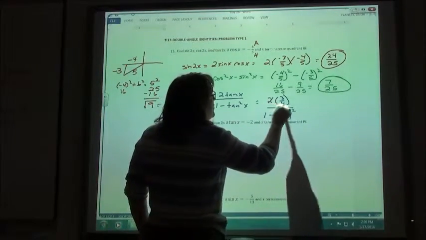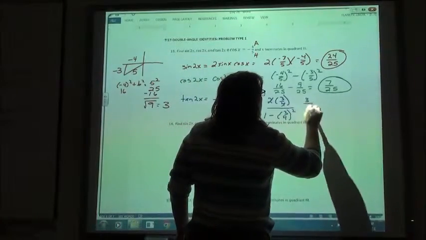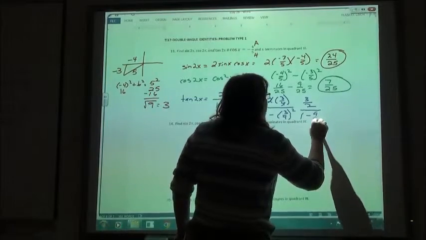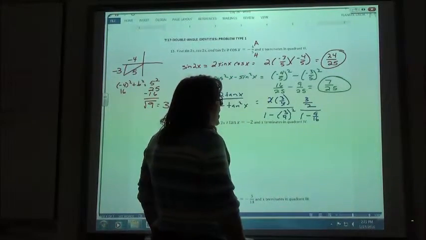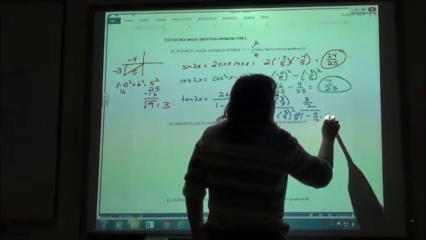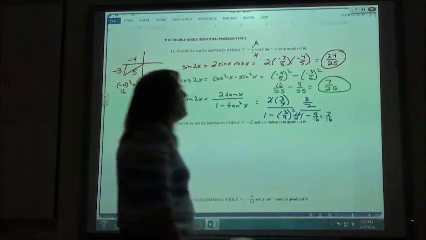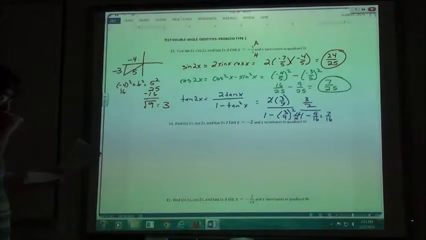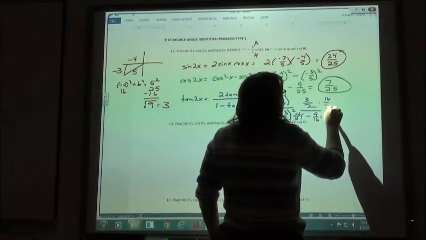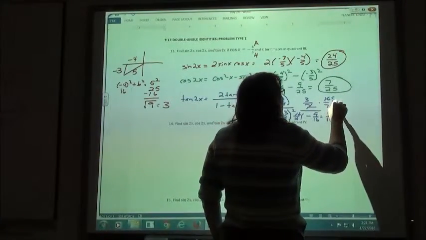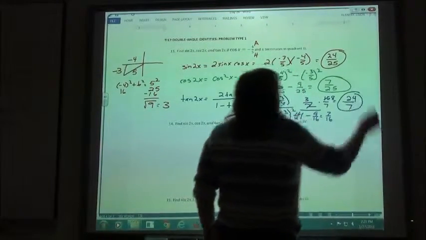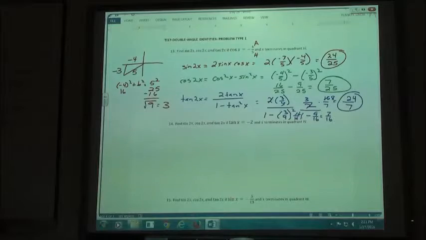So this is going to cancel. I'm going to get 3 over 2 on top. On the bottom, I'm going to have 1 minus 9/16. Making my equivalent fraction, I'm going to have 16/16 minus 9/16, which is 7/16. So I have 3 over 2 over 7/16. I have to invert and multiply. So I'm going to multiply by 16/7. 2 goes in there 8 times. 3 times 8 is 24. 7ths then would be my answer when I simplify.